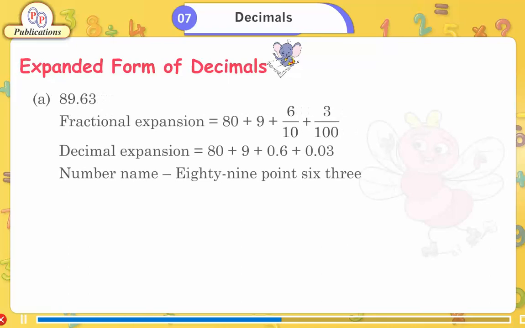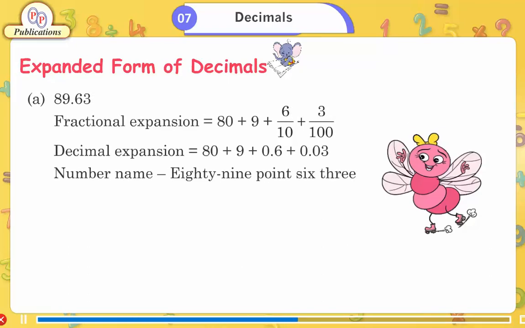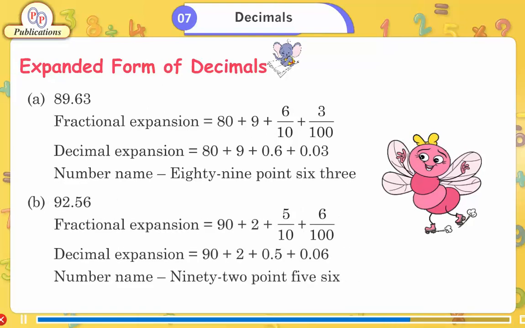92.56. A. 89.63. Fractional expansion is equal to 80 plus 9 plus 6 upon 10 plus 3 upon 100. Decimal expansion is equal to 80 plus 9 plus 0.6 plus 0.03. Number name of 89.63. B. 92.56. Fractional expansion is equal to 90 plus 2 plus 5 upon 10 plus 6 upon 100. Decimal expansion is equal to 90 plus 2 plus 0.5 plus 0.06. Number name of 92.56.